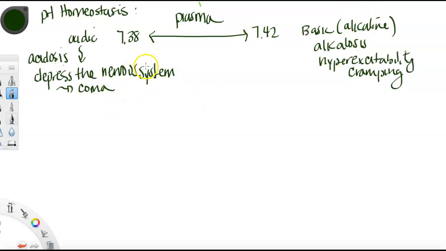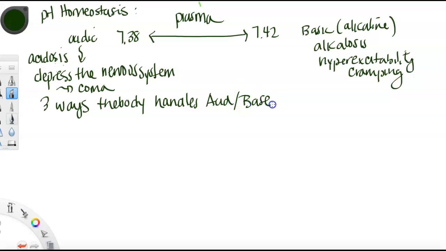So pH is pretty important, and there are 3 ways that the body maintains pH or handles acid-base balance. The first one we talked about in AP1, and those were buffers. So the main buffer for the plasma is the bicarbonate system.